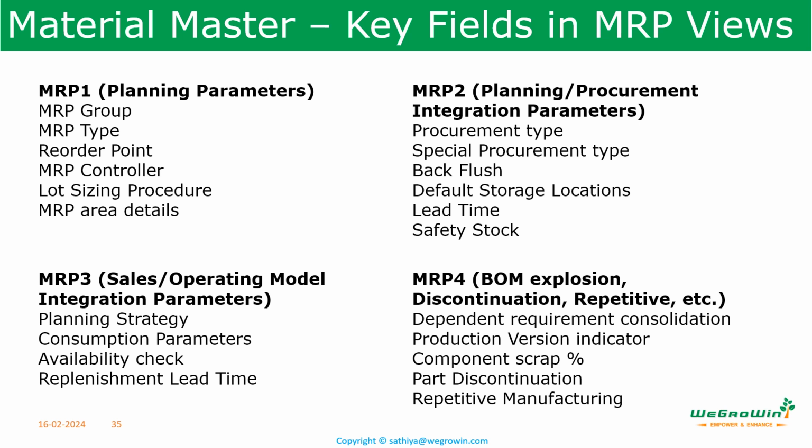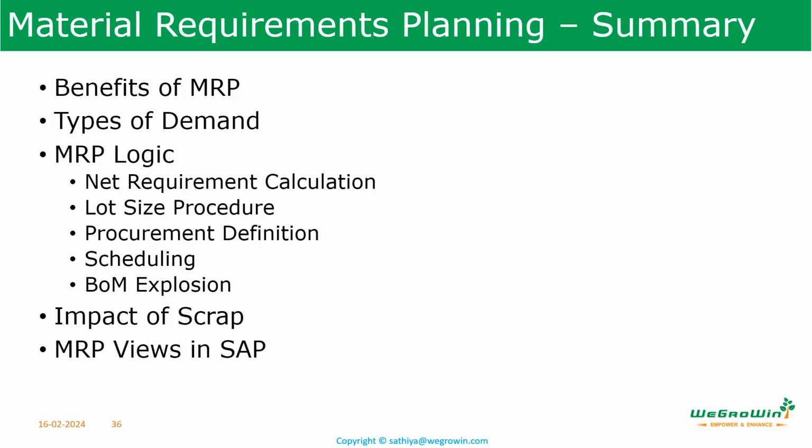So we will start our discussion with the MRP type, which is a very important starting point for MRP discussions. In this session, we discussed the benefits of MRP, what are the different types of demand, and how MRP is working, the MRP logic. We saw the 5 key steps like net requirement calculation, lot size procedure, procurement definition, scheduling, BOM explosion, and what is the impact of scrap in the planning process, and also what are the different views in MRP and how to remember them. Those things we discussed.